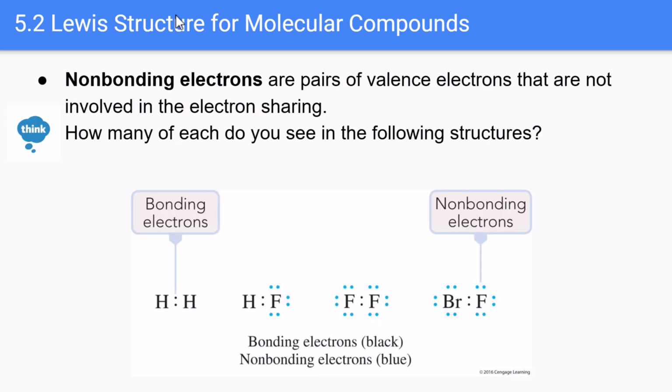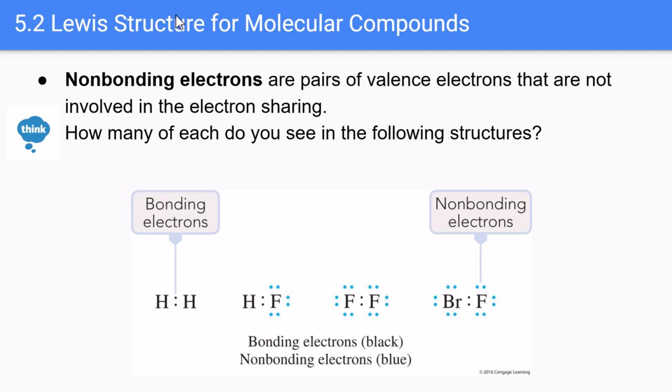Anyways, non-bonding electrons are pairs of valence electrons that are not involved in the electron sharing process. Sometimes they're referred to as lone pair electrons. I'll probably refer to them more often as lone pair electrons because that's just what I'm familiar with. If we look at each of the following structures, we can see that the dots that are not in a line are considered to be lone pair or non-bonding electrons.